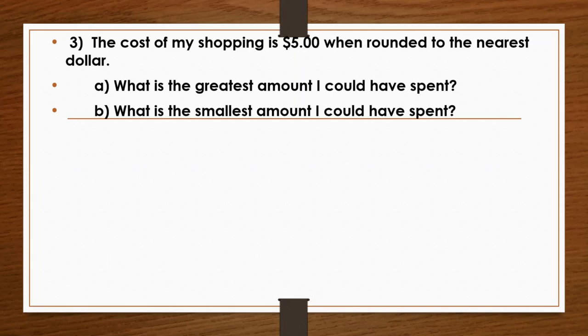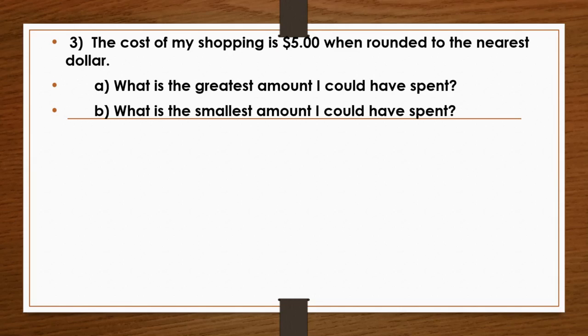So what the question is, the cost of my shopping is $5 when rounded to the nearest dollar, which means the cost of my shopping is not exact $5. Maybe more than $5 or less than $5. Whatever it is, when rounded to the nearest dollar, it seems to be $5. So we need to find what is the greatest amount I could have spent, which means that particular greatest amount should be rounded. When it is rounded it seems to be $5.